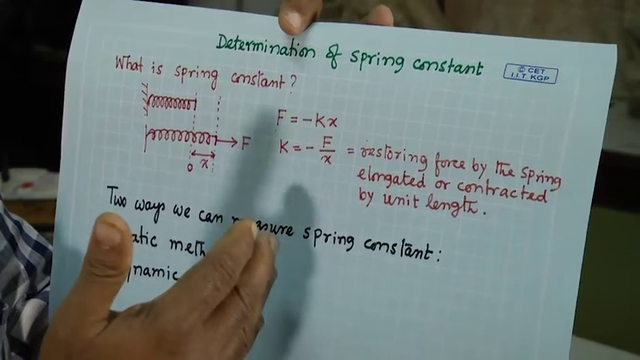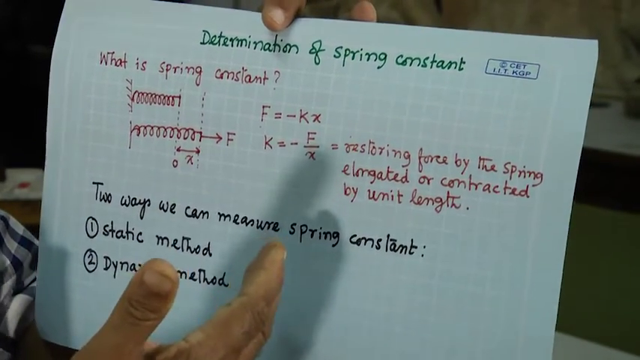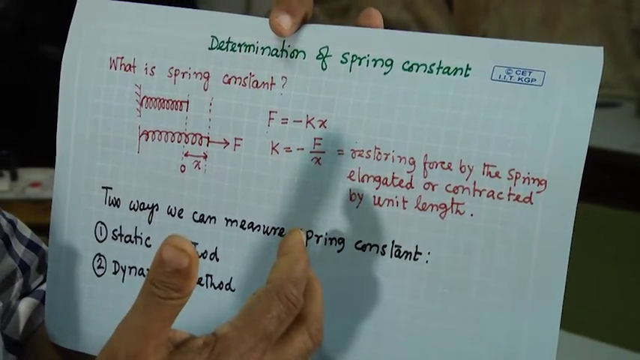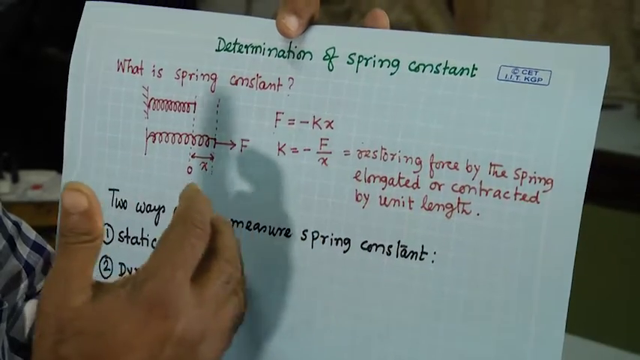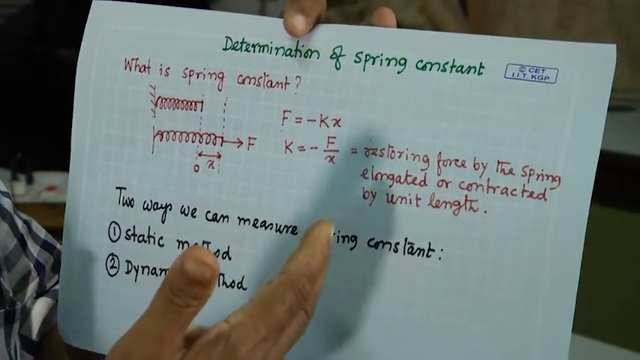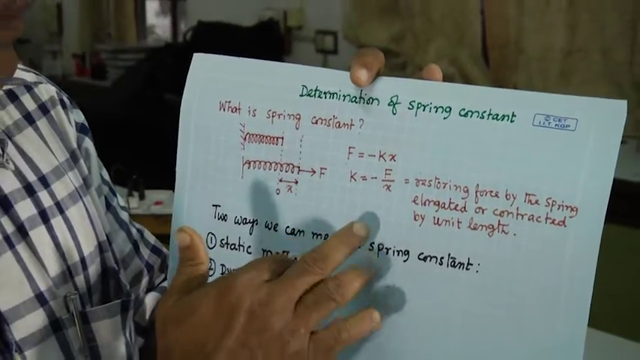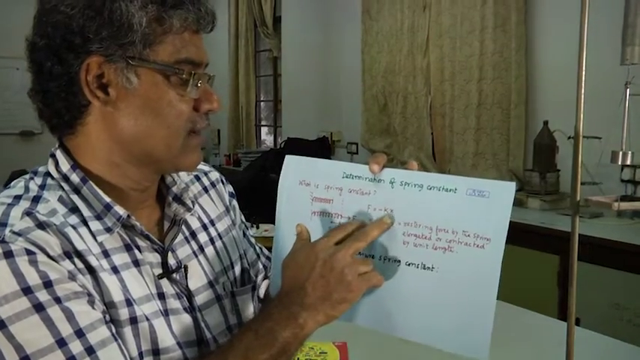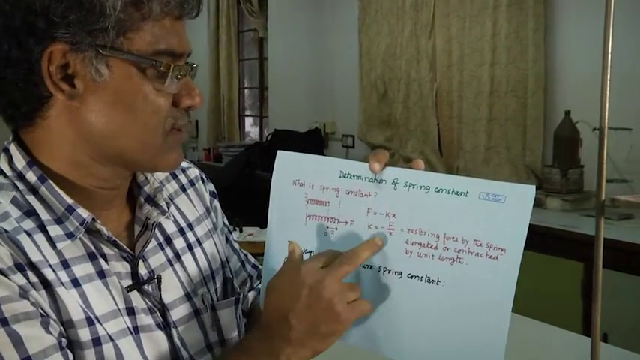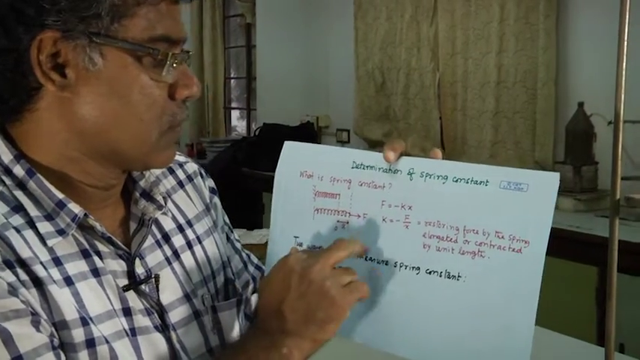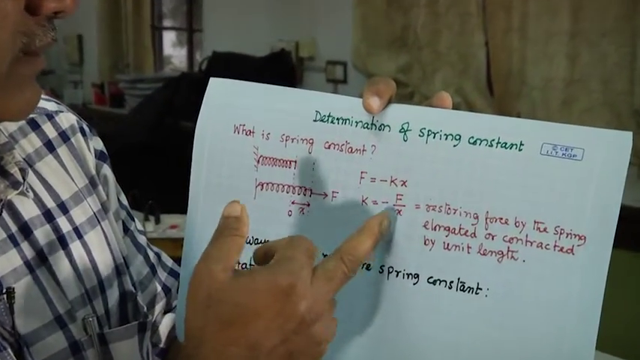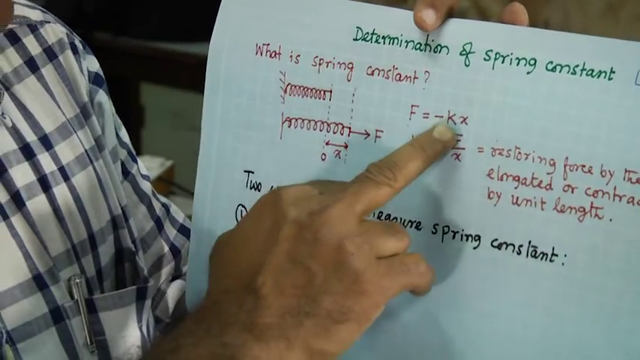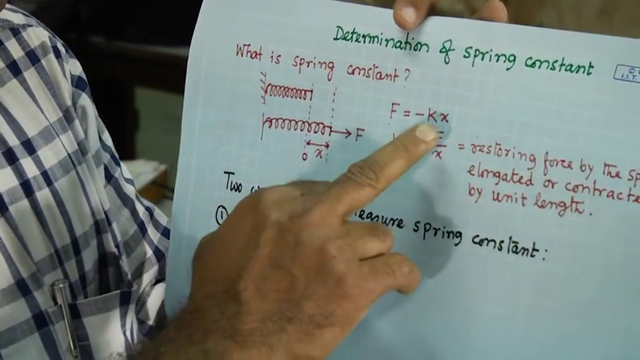If we apply force, there will be deformation of the body, and the body also applies an opposite force equal to the applied force. That force we call the restoring force. In this case, the restoring force F and the elongation x are in opposite directions, that is why the minus sign comes. We want to find out the spring constant k, so k equals minus F by x.